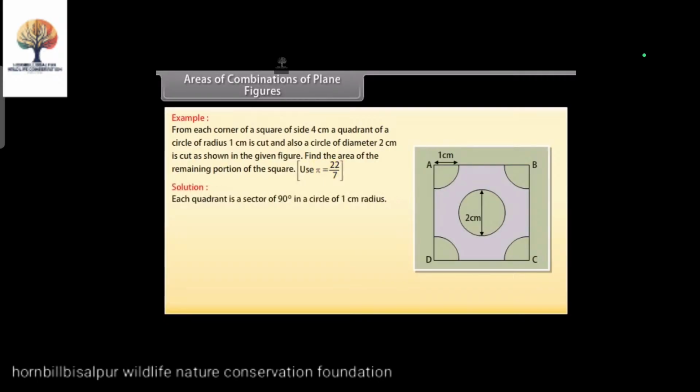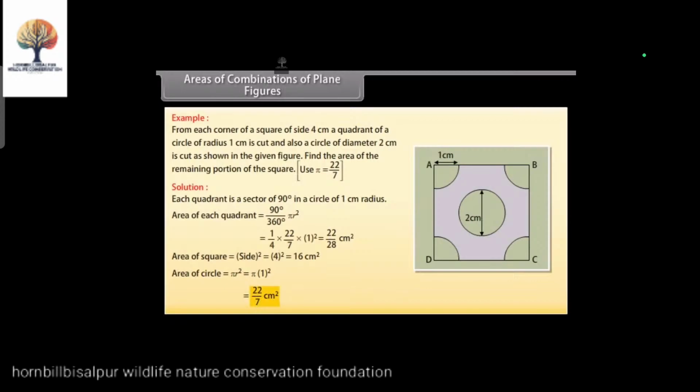Each quadrant is a sector of 90 degree in a circle of 1 centimeter radius. Area of each quadrant is 90 degrees upon 360 degrees into pi r square, which becomes 22 upon 28 centimeters square. Now, area of square is equal to side square, which equals 4 square, which is equal to 16 centimeters square. Area of circle is equal to pi r square equals pi into 1 square, which is equal to 22 upon 7 centimeters square.